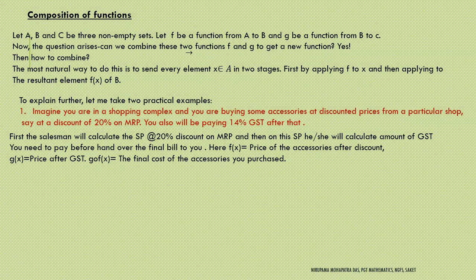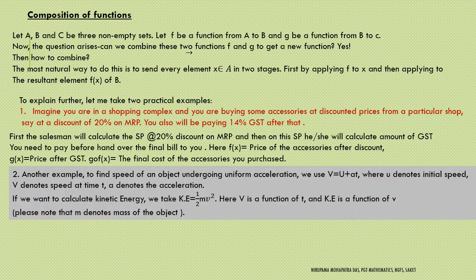So if you consider f(x) the price of the accessories after discount, and g(x) the price after GST, then you are actually combining two functions. In mathematical language, we can say g(f(x)). That is the final cost of the accessories you have to pay. Still it might not be very clear, so let me go further.